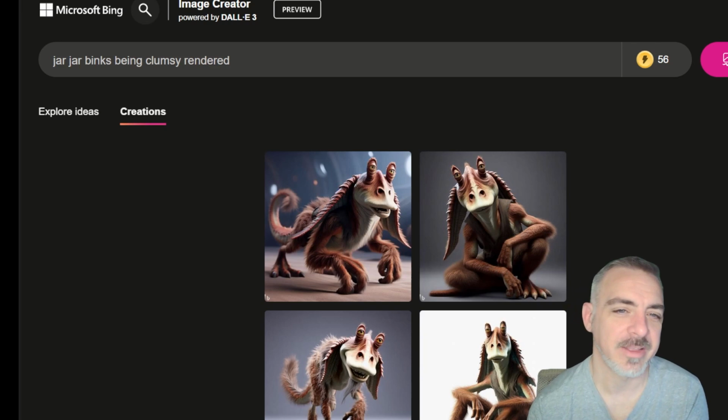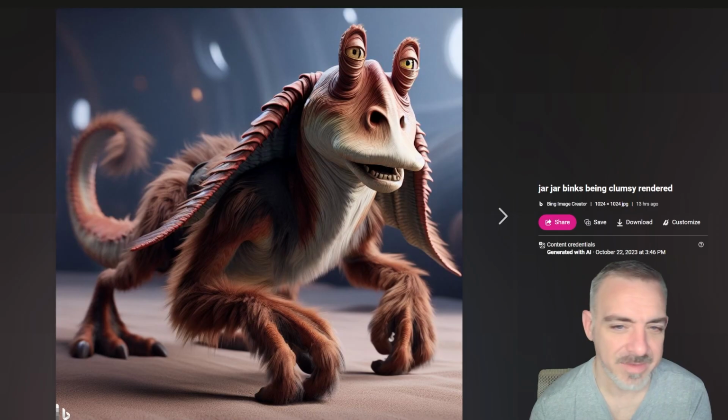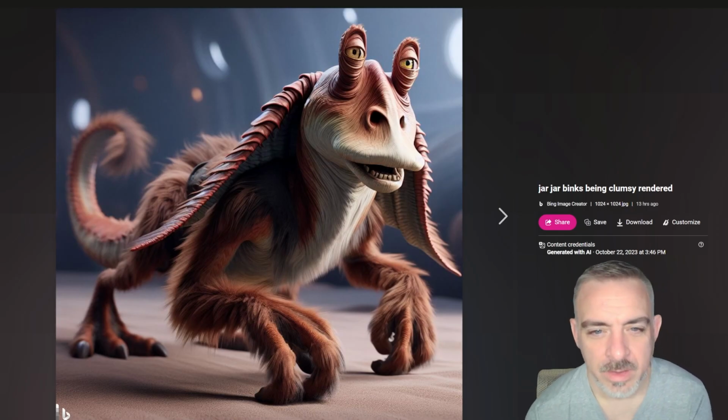For this one, I did Jar Jar Binks being clumsy, and then I chose rendered. Let's take a look at these. I have no idea what's happening here. I can't even begin to describe what kind of creature this is with Jar Jar Binks' head. It's really well done. It's just not what I asked for at all.